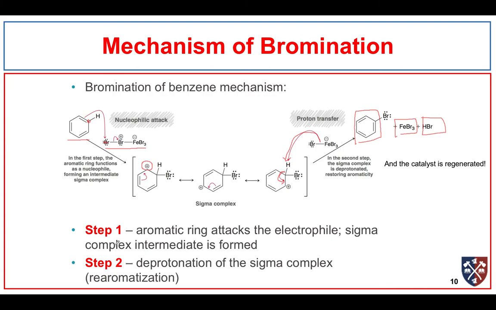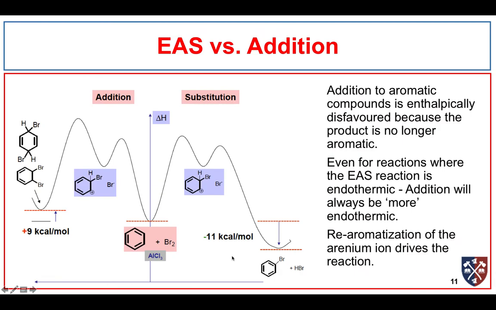So we have two steps in this reaction. The aromatic ring attacks the electrophile, forming an arenium ion intermediate, or a sigma complex. And step two is the deprotonation of that sigma complex. Let's take a look at the thermodynamics for this system. And here we have a reaction profile.